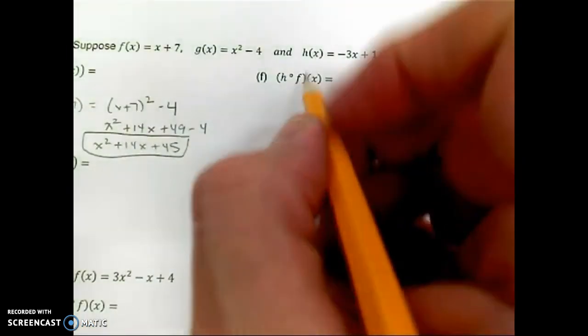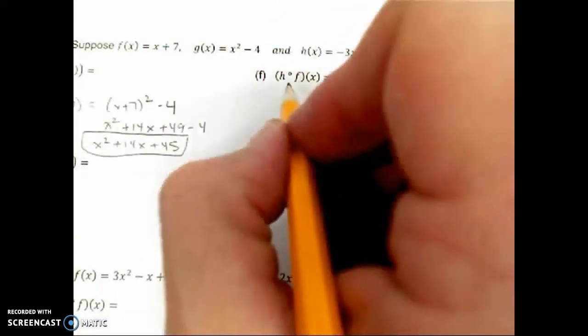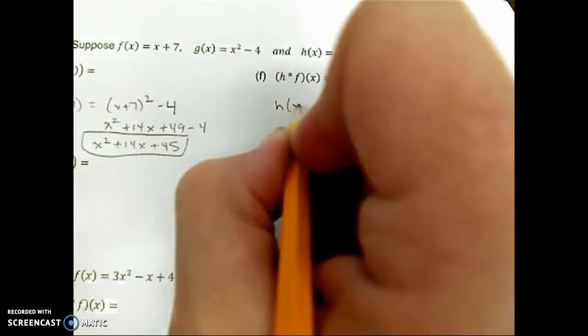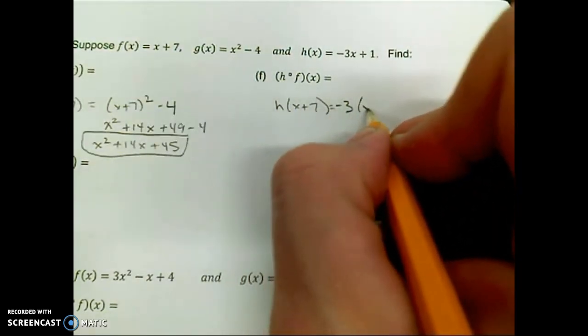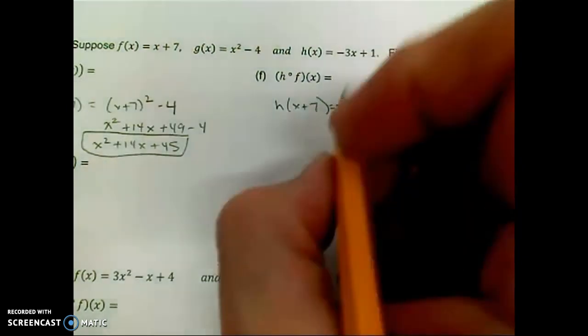H of f of x. Well, f of x is x plus 7, so now we're going to put that into our h. H of x plus 7. Negative 3, x plus 7, plus 1.